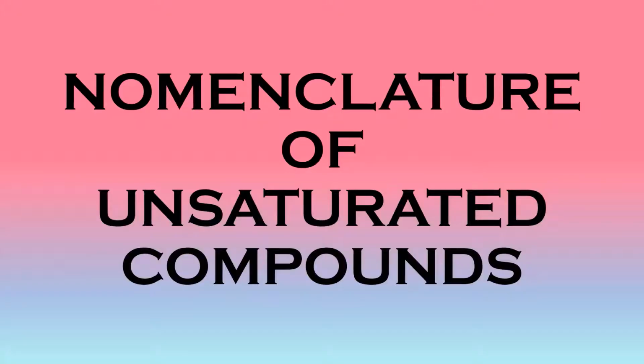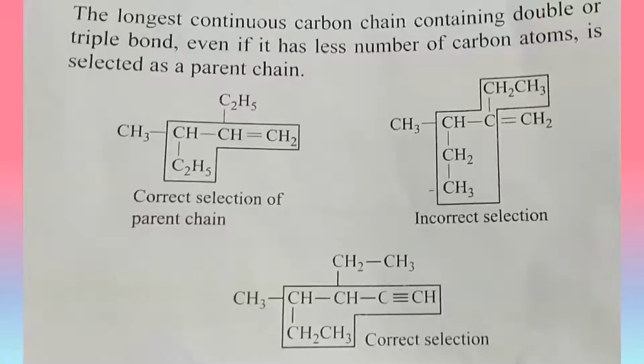Now coming to the nomenclature of unsaturated compounds. The nomenclature of unsaturated compounds is nothing but the nomenclature of alkenes and alkynes. The first step in this nomenclature is the same as the nomenclature of saturated compounds, that is, the naming of alkanes. As we know, the selection of the parent chain is the first step. It is the selection of the longest continuous carbon chain containing double or triple bonds, even if it has fewer carbon atoms present in it. The main catch here is that the parent chain is chosen to be the chain in which the double or triple bond is present, even if it has fewer carbon atoms.